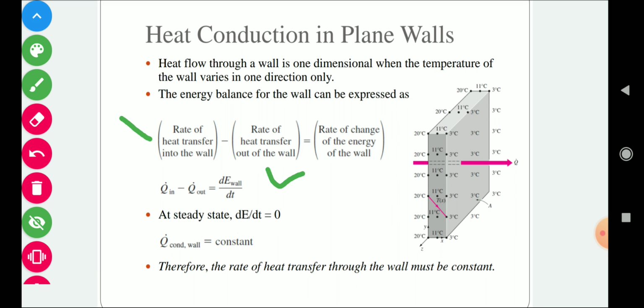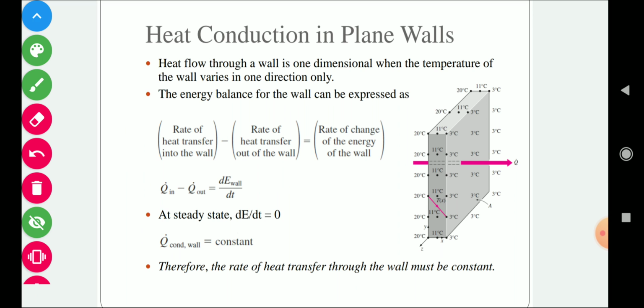So if we replace this rate of heat transfer into the wall by Q in and rate of heat transfer out of the wall by Q out, and this E wall is the amount of energy stored in the wall, and the rate of energy accumulation with respect to time in the wall will be denoted by dE by dt. It means the energy of the wall changing with respect to time. So after putting all these values in this energy balance equation, finally we get this equation.